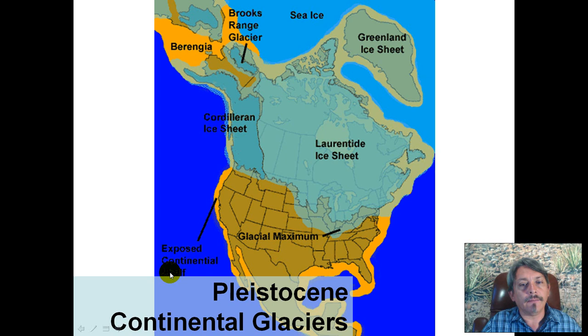In this view, you can see that Baja California was connected to the main continent, it wasn't a peninsula. California was further extended out into the Pacific Ocean. The eastern coast of North America, such as Florida, was a lot longer, and the Gulf of Mexico was a lot smaller. This is what they call the glacial maximum.